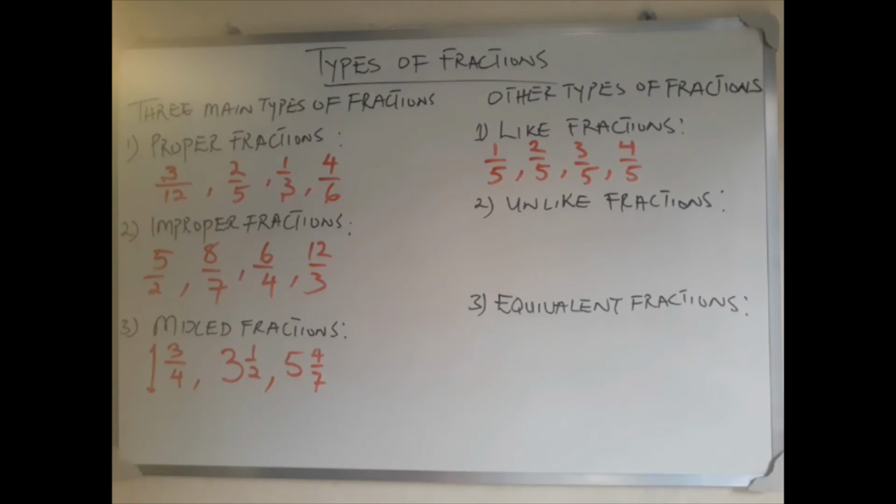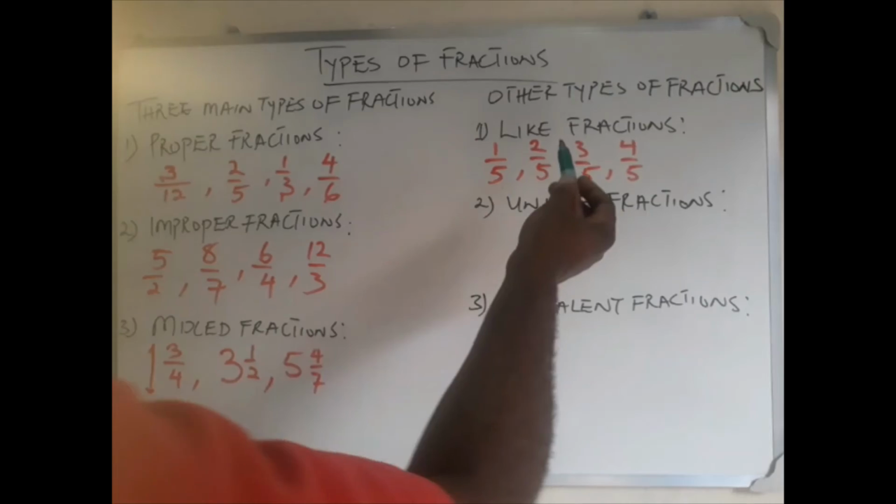Now, the next one is unlike fractions, and from its name, it is the complete opposite of a like fraction. So, unlike fractions. Now, if the denominators of two or more fractions are different, then the fractions are termed as unlike fractions. So it's just the reverse of what we have here.